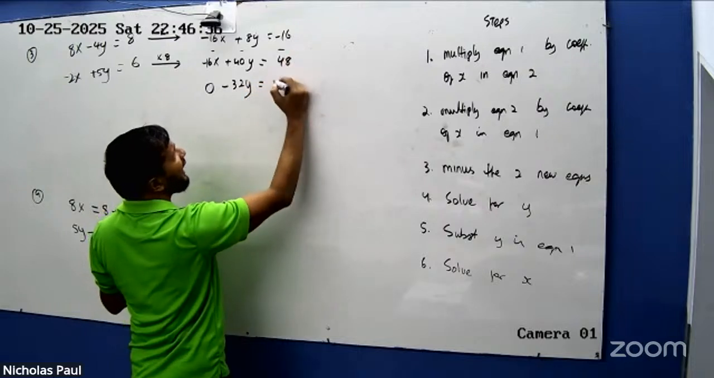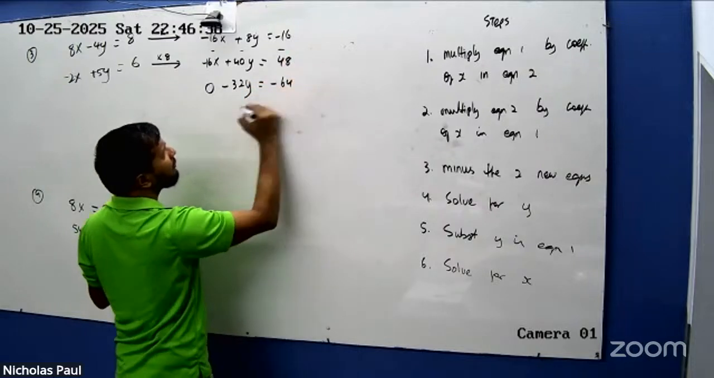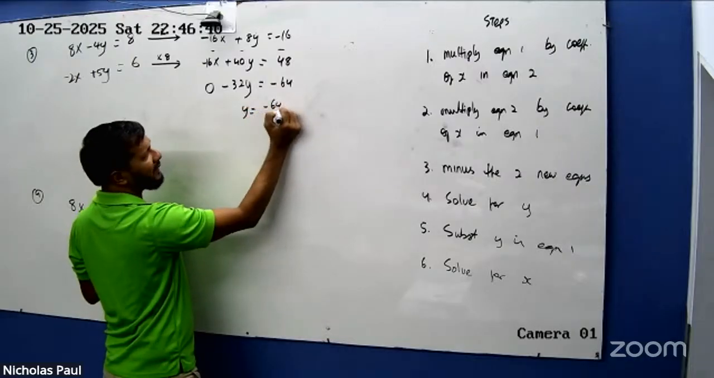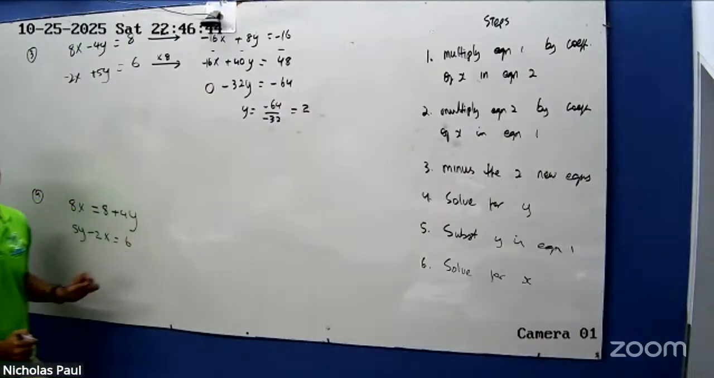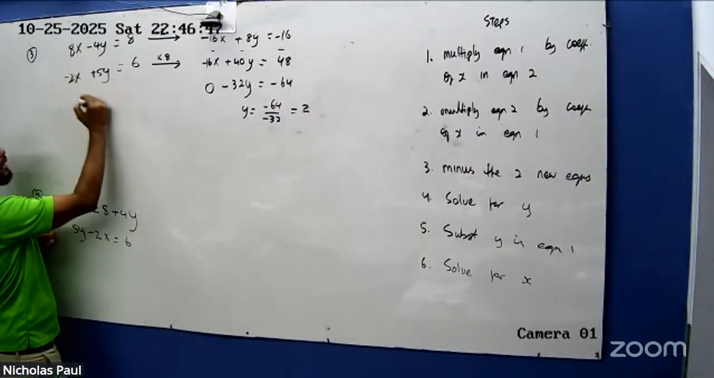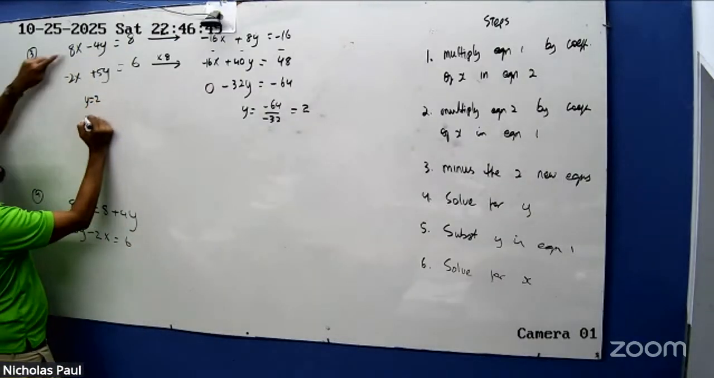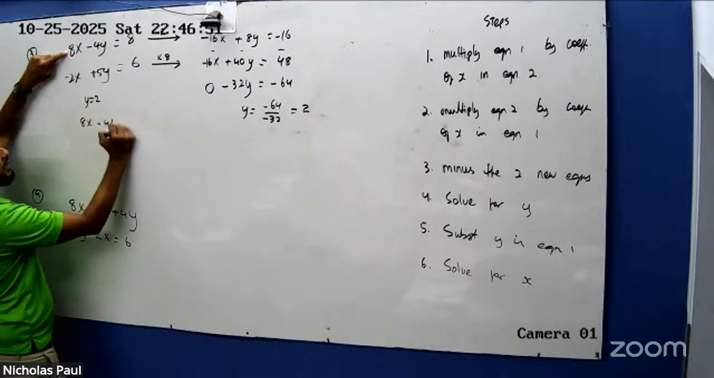Right? And here I got minus 64. So y is minus 64 over minus 32, which is 2. Right? Y is 2. Come back here. When y is 2, I'll get 8x minus 4 by 2 is 8.